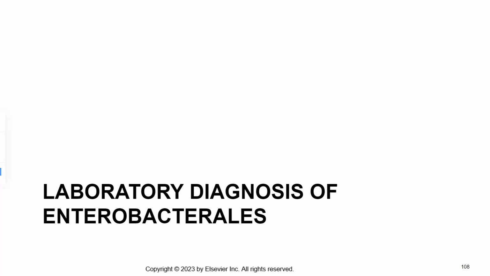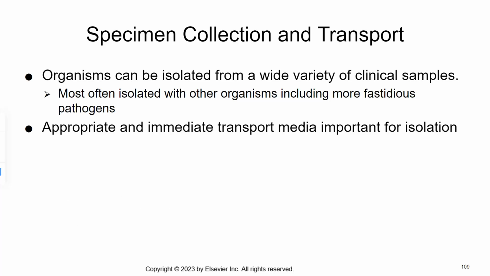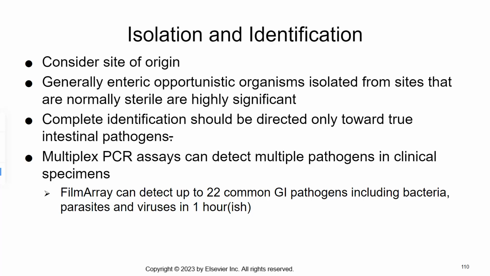Laboratory diagnosis of Enterobacterales. Organisms can be isolated from a wide variety of clinical samples. So it could be urine cultures, wounds, blood culture, or a fecal specimen. So the appropriate transport media is needed for isolation. Isolation and identification, you have to consider the site of origin. Generally, enteric opportunistic organisms isolated from sites that are normally sterile are highly significant.